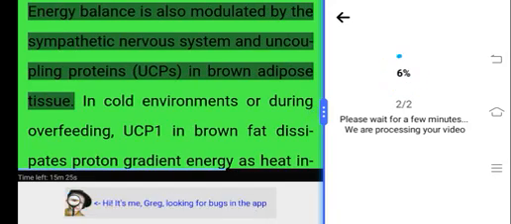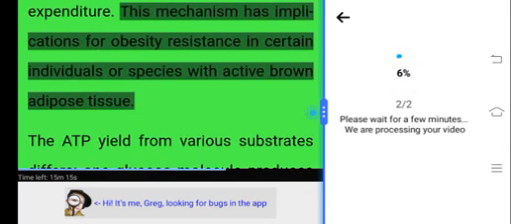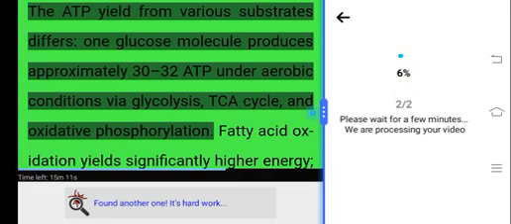Energy balance is also modulated by the sympathetic nervous system and uncoupling proteins (UCPs) in brown adipose tissue. In cold environments or during overfeeding, UCP1 in brown fat dissipates proton gradient energy as heat instead of ATP, contributing to non-shivering thermogenesis and aiding in energy expenditure. This mechanism has implications for obesity resistance in certain individuals or species with active brown adipose tissue.